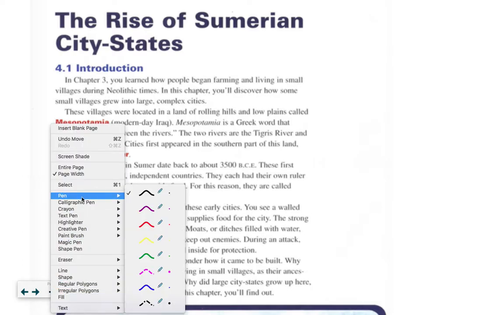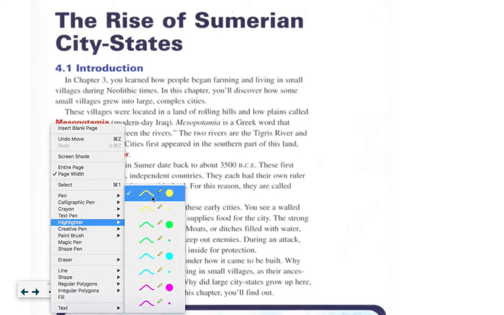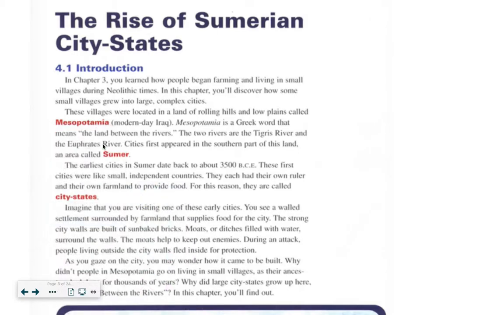And I'm going to come over here. As you can see, my pointer is actually bigger now, so everybody can see it. Mesopotamia is actually modern-day Iraq, and it means the land between two rivers. I know I didn't read this yet, but I just wanted to highlight that. Mesopotamia is a Greek word that means the land between two rivers, and I pointed those two rivers out to you. The two rivers are the Tigris River and the Euphrates River.